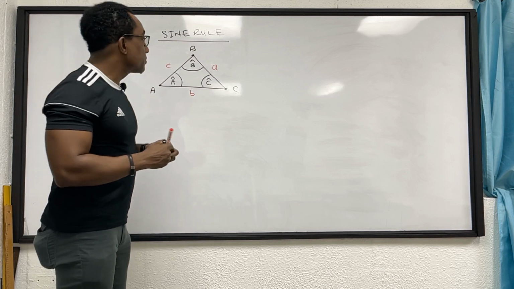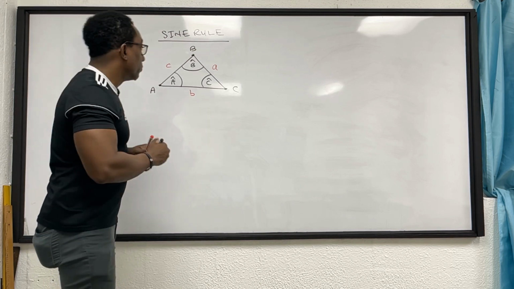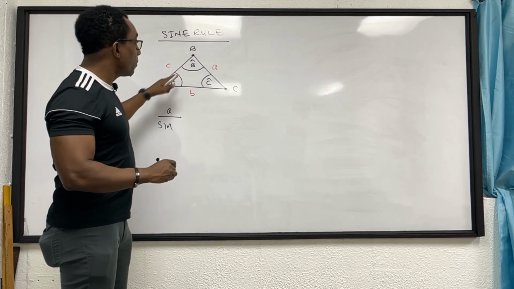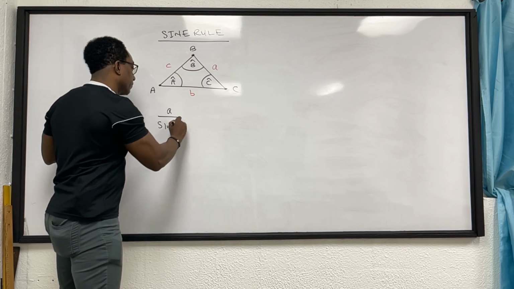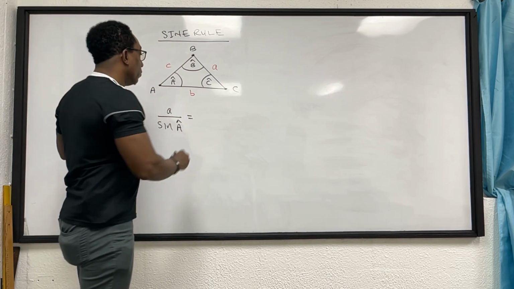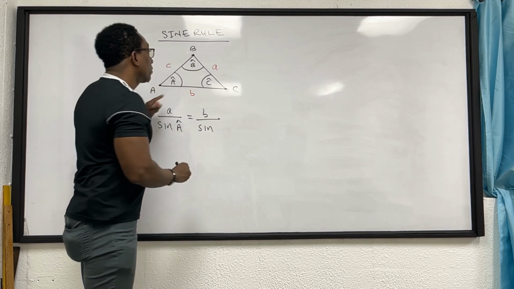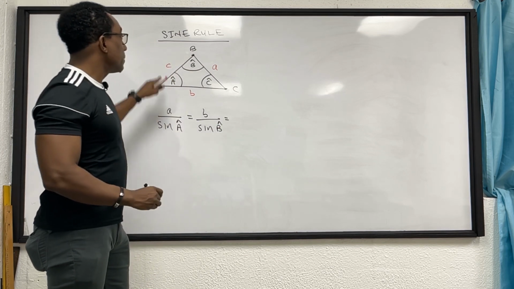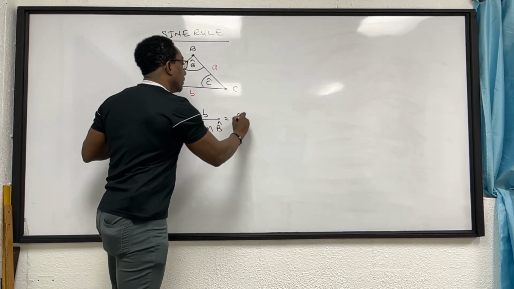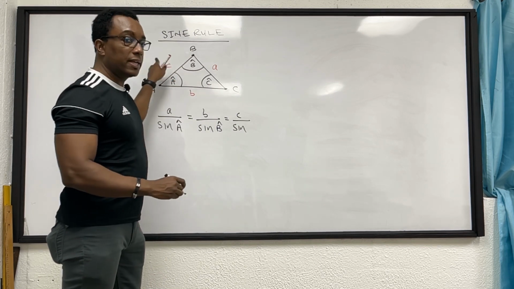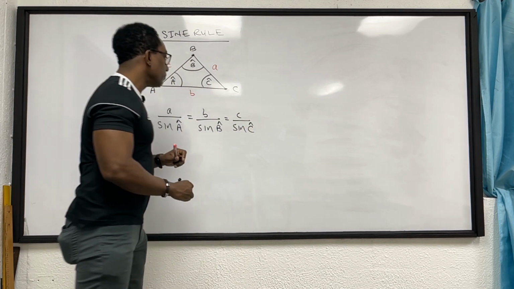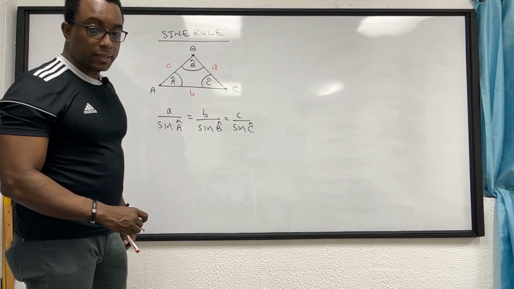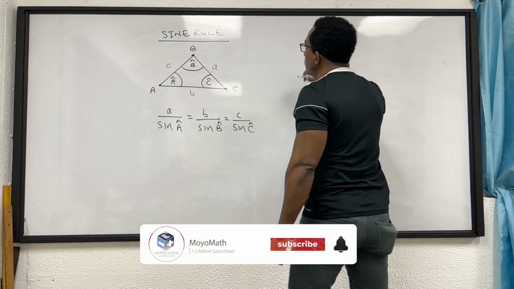And the sine rule is simply creating ratios. So our first ratio we can simply write as a over sine of the corresponding angle at A, is equal to b over sine of the corresponding angle at B, is equal to c over sine of the corresponding angle at C. So this is the sine rule, a very important rule that we must ensure we know for a triangle that's not right angled. What about the cosine rule?